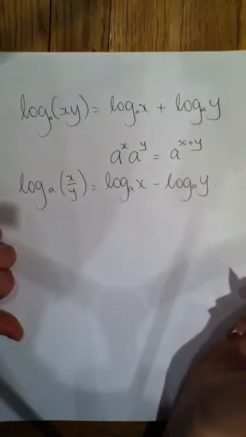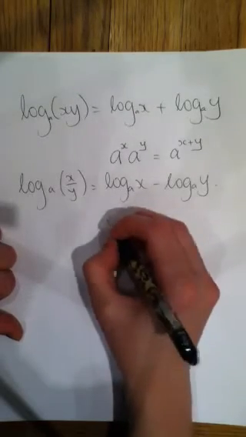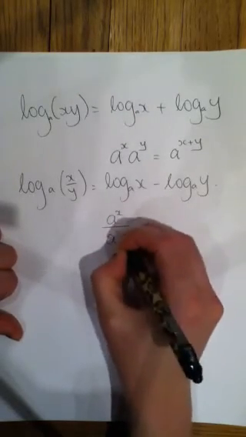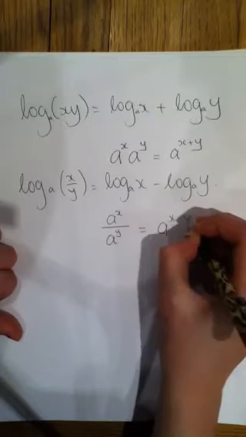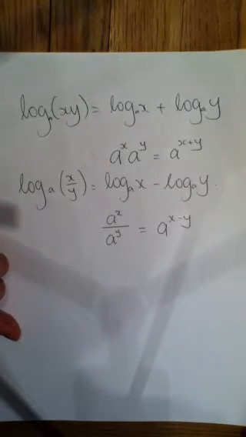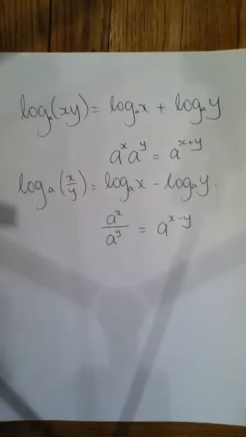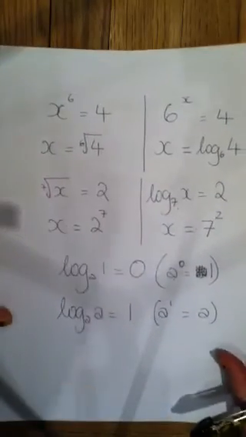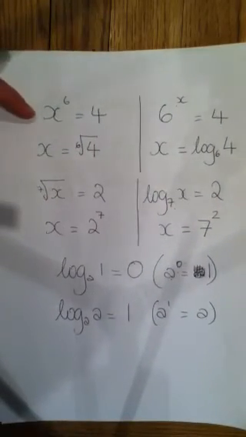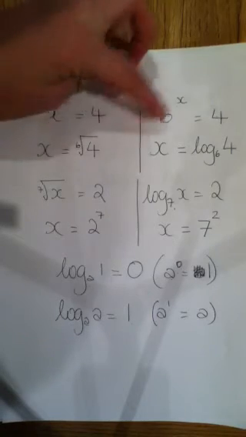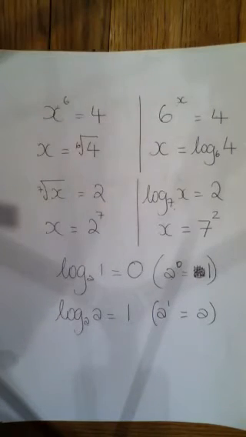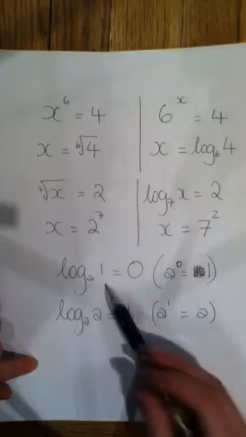So that's similar to the rule that you'll probably remember from GCSE, that a to the x over a to the y is a to the x minus y. So they're very similar to the way that indices behave, because obviously they're actually very similar to indices. It's just the other way around. So instead of having x to the 6, 6 to the x. So really, really similar things going on with indices and with logs.